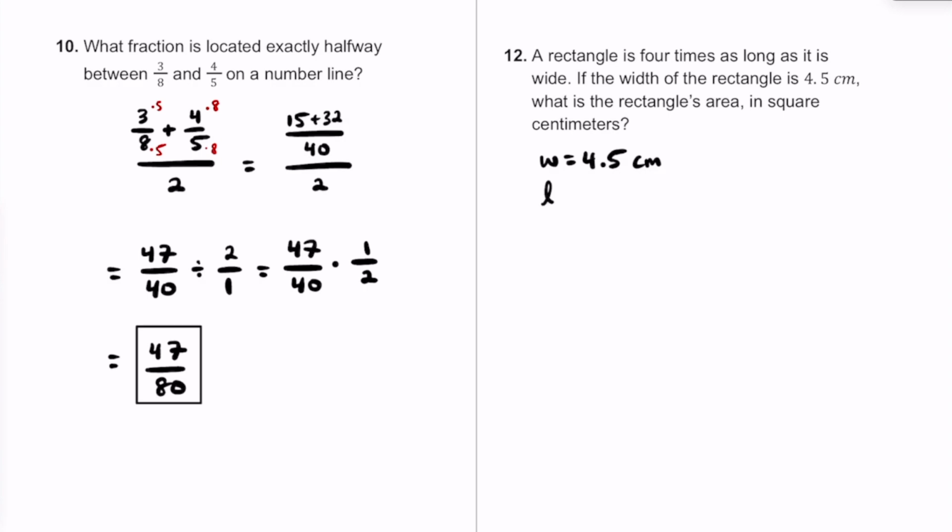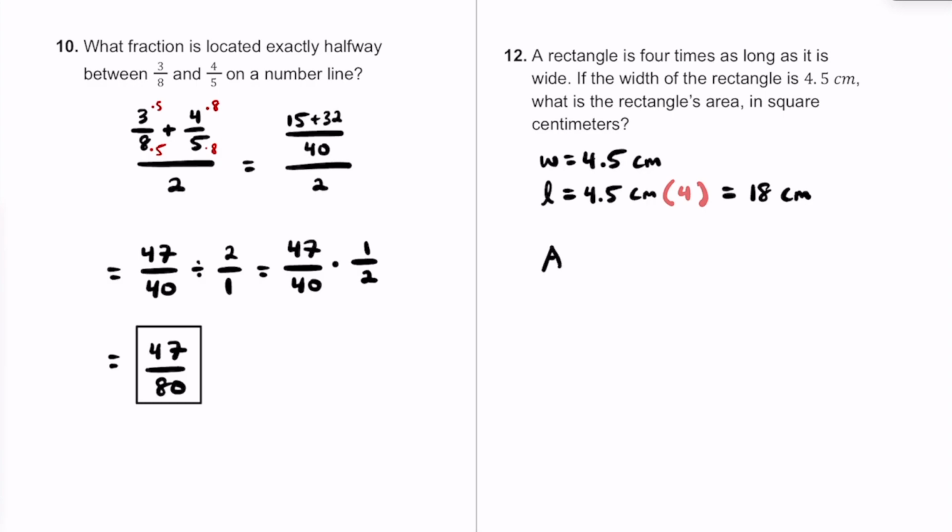Now the length here we're told is going to be 4 times longer. So it's going to be 4.5 centimeters multiplied by 4, because we know it's going to be 4 times longer. So if we go ahead and figure out what that new length is going to be, then 4.5 times 4, that's going to be 18 centimeters, right? So that's actually how long that length is going to be.